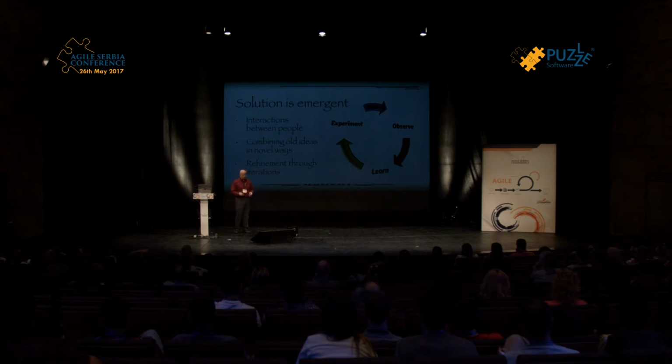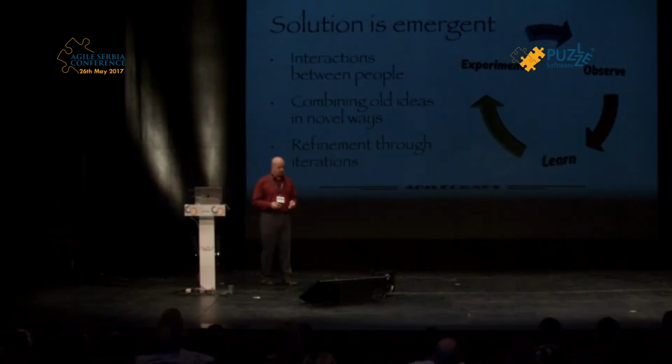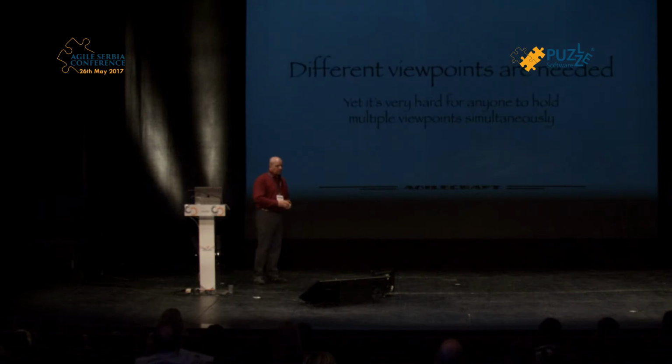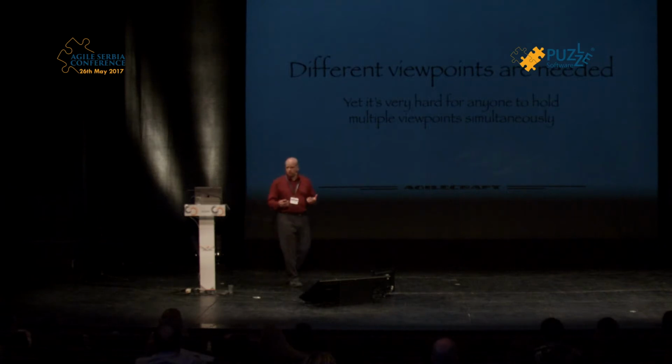So you usually have to refine. You have to experiment with something. You have to observe the outcome, what happens, learn from those things, and then try something different. So we need different viewpoints to solve a complex problem. The human problem, the thing that we have in our heads, the brain, is not very good at handling these multiple viewpoints at the same time.